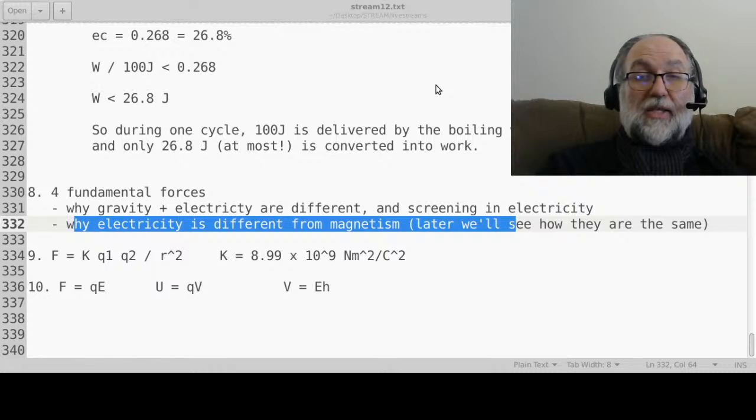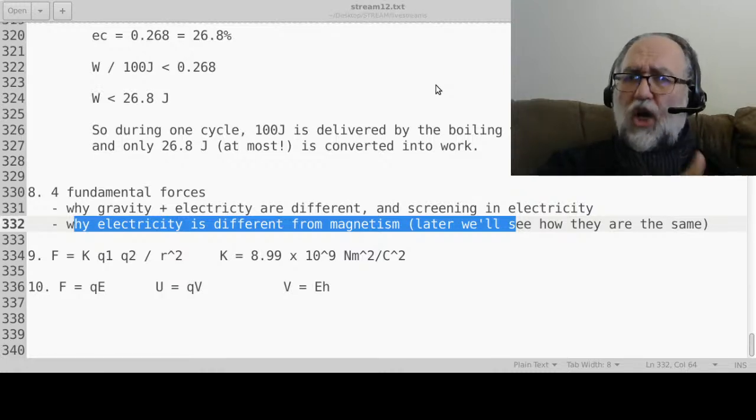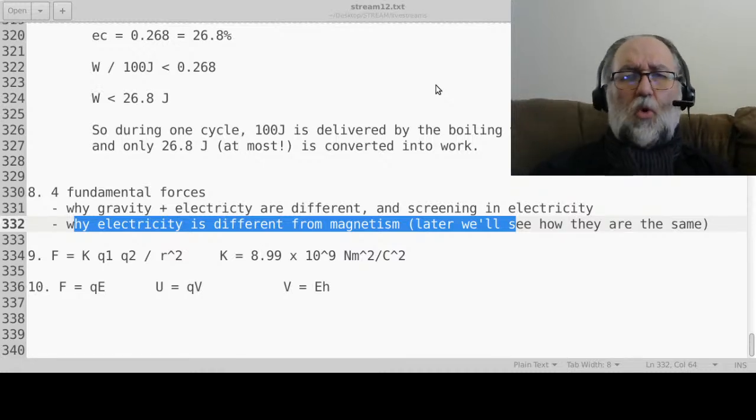So there's two ways in which electrical force and magnetism are different. One, electricity works with positive and negative charges. Magnetism works with north and south poles. And charges are separable, poles are not. So we'll see more why.